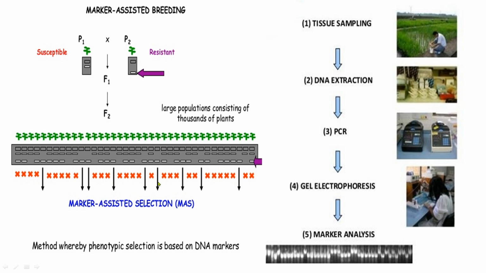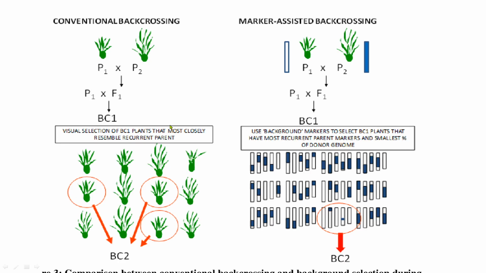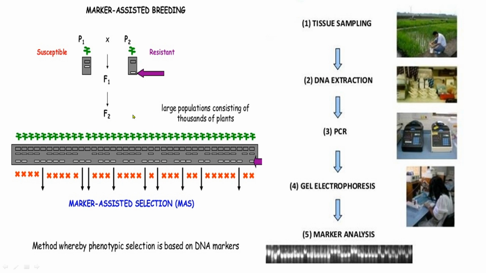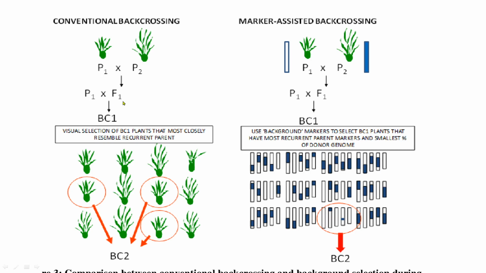So marker-assisted selection can be followed in this way: selection of plants on the basis of genotyping, on the basis of molecular markers. Okay. Next is the comparison between a conventional backcross breeding program and a marker-assisted backcross breeding program.